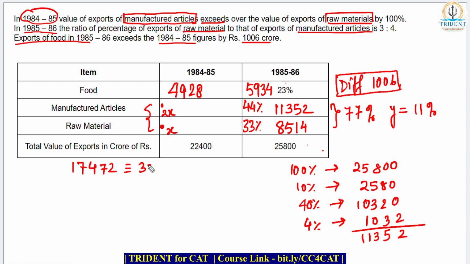This is equivalent to 3x. This means that x will come out to be, if you have the calculator open, just divide the number by 3. This is 5,824. And for 2x, just twice of this number, 11,648. I didn't want to make any calculation error, that's why I'm doing everything then and there.